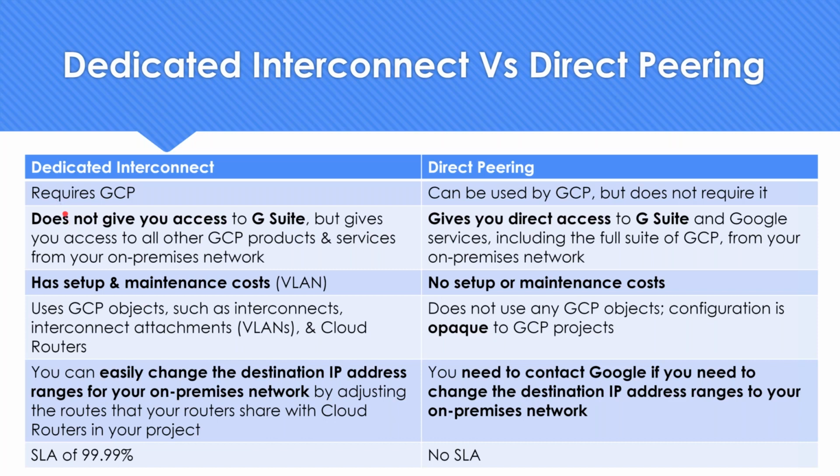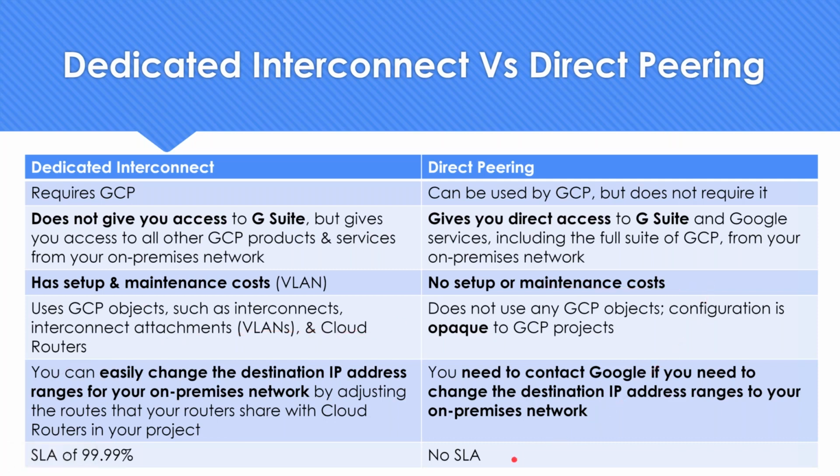So when it comes to dedicated interconnect, it does not give you access directly to G Suite. So don't get confused here. When you're using direct peering, there's a chance that you can leverage G Suite or Google Workspace. Because this part, the left hand side, which you see, is a GCP offering, you don't get access to other Google paid services like Google Workspace or G Suite. So when it comes to dedicated interconnect, you need to buy those VLANs, which is going to cost you. But when it comes to direct peering, there's no cost. It's totally free.